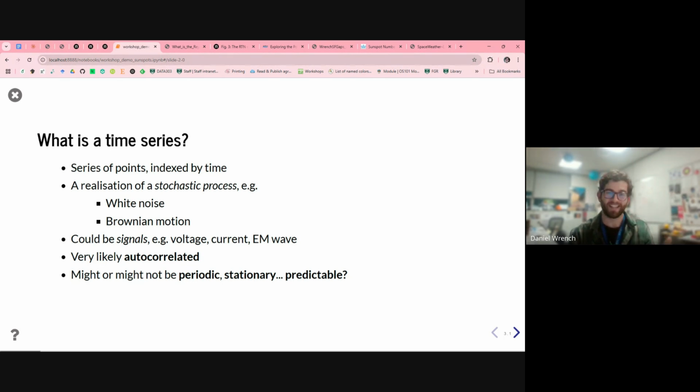It may or may not be stationary. Again, that's a key assumption we'll come back to. And it may or may not be predictable. And again, if you have a model that fits your data well, that describes it well, then it may well be predictable. We'll come back to the end, comparing some different ways of modeling and forecasting time series. Okay.